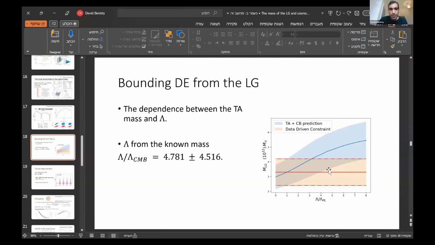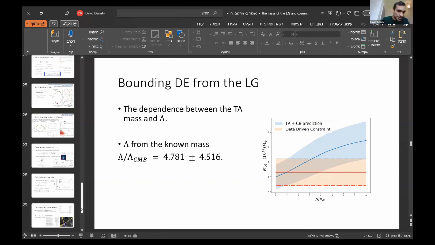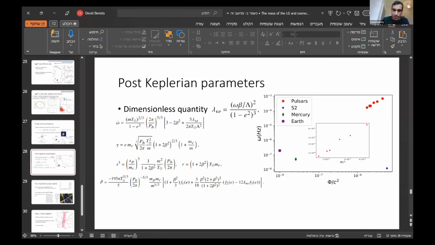I did a few things about binary pulsars, not binary black holes. In binary pulsars, you get what are called the post-Keplerian parameters. It means, for example, the energy loss and the change of the orbital period. All of these post-Keplerian parameters are measured from pulsars very well, so we can use this to constrain dark energy models. Let me show you here. These are different post-Keplerian parameters. It's a topic by itself.